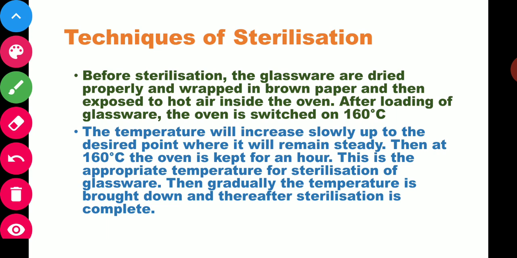Before sterilization, the glassware are dried properly and wrapped in brown paper and then exposed to hot air inside the oven. After loading of glassware, the oven is switched on at 160 degrees centigrade. The temperature will increase slowly up to a desired point where it will remain steady. Then at 160 degrees centigrade, the oven is kept for an hour. This is the appropriate temperature for sterilization of glassware. Then gradually the temperature is brought down, and thereafter sterilization is complete.